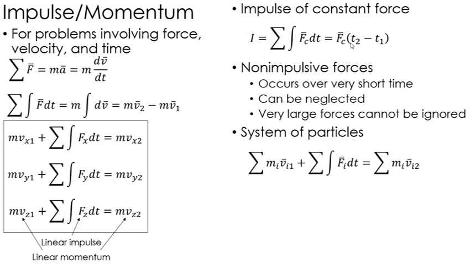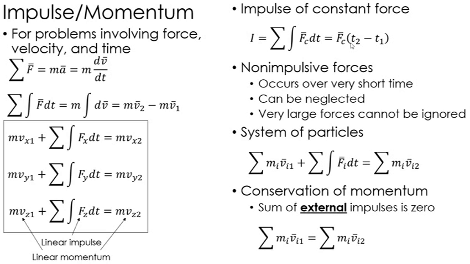As with every other type that we've looked at, Newton's second law, energy, system of particles, I can take all of the particles, sum up all of their momentums and all of the external impulses on them, and set that equal to the final momentum of all of the particles. So just like we've done before, you can take them particle by particle or as a system by summing them all up.